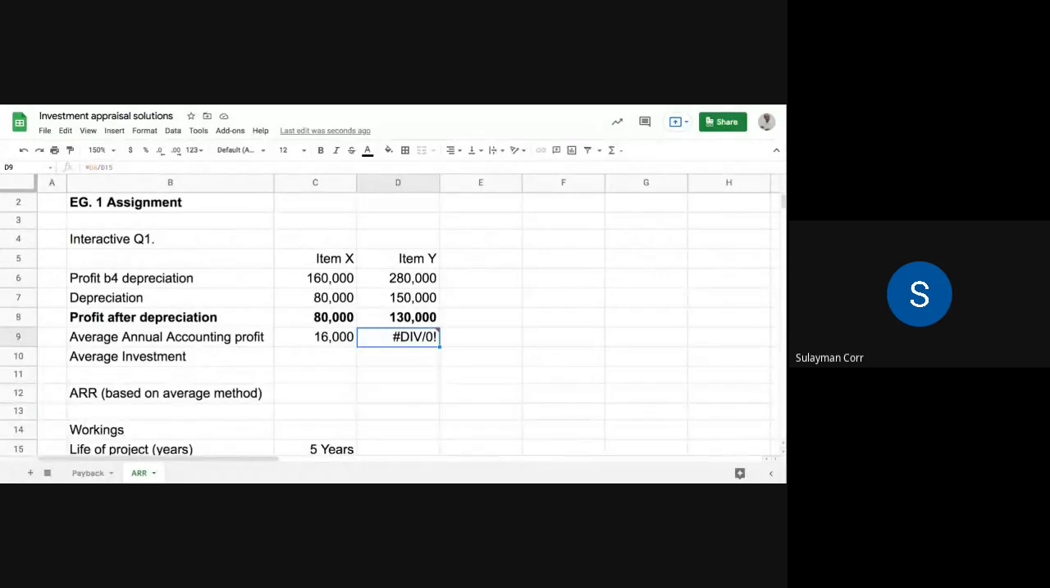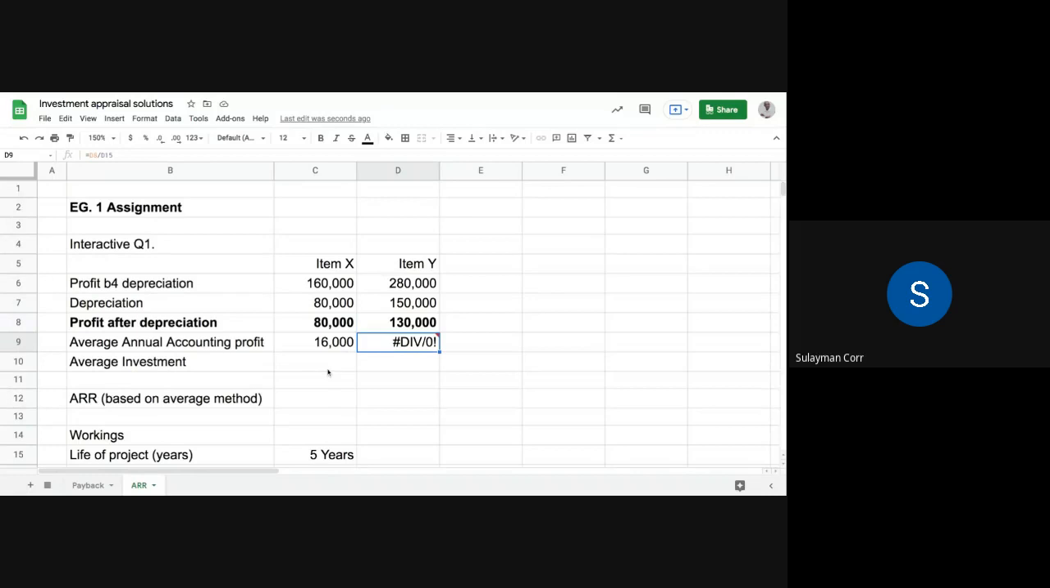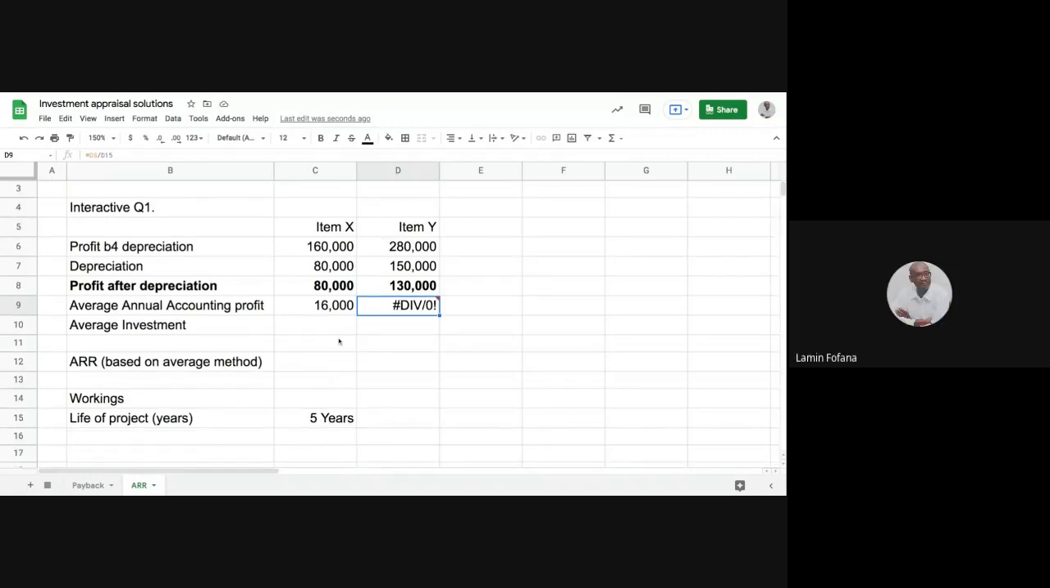For item Y, you should have locked the C15. You have to lock C15. Correct. That's the way we do it, because we are using only 5 years here. We are not putting it in other cells. We've discussed it many times. So we're going to lock C15.